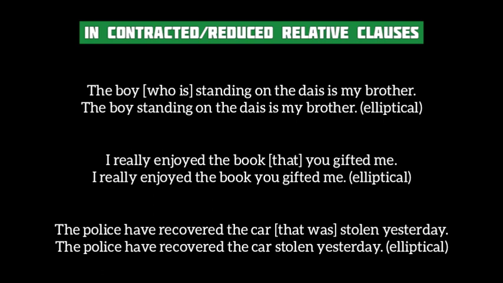Then in the sentence, "The police have recovered the car that was stolen yesterday," "that was stolen yesterday" is the relative clause. In the elliptical construction, the relative pronoun "that" and its auxiliary verb "was" may be omitted without changing the meaning. The meaning is still clear if we just say, "The police have recovered the car stolen yesterday."